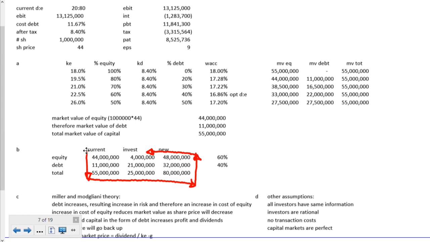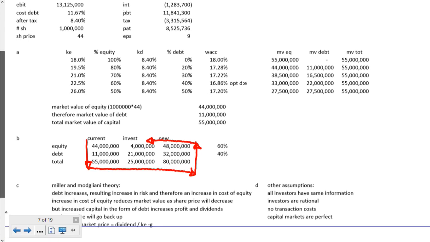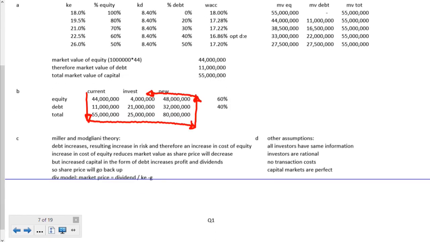Okay. Then the last 5 marks, Miller and Modigliani. Let's just have a look at what Miller and Modigliani say quickly. Miller and Modigliani say it doesn't matter if we have more debt or not. But what we can see from here is that more debt actually does increase the cost of equity, doesn't it? So I say debt increases, it results in an increase in risk and an increase in cost of equity. When cost of equity goes up, the share price will drop, won't it? Because it all matches.